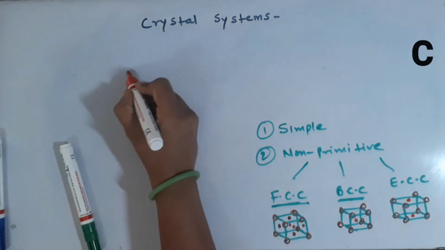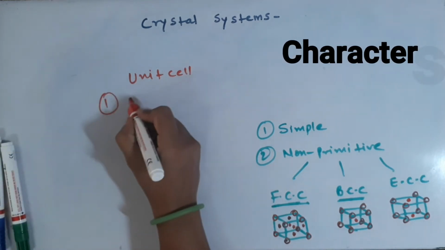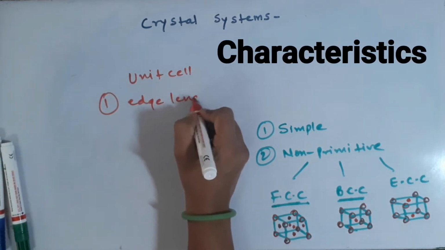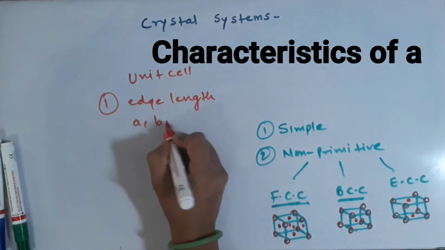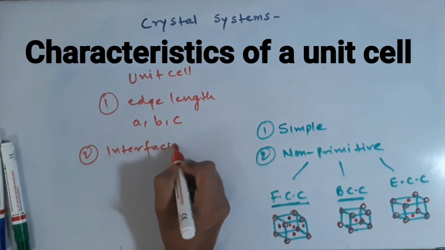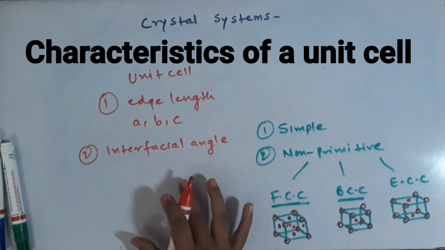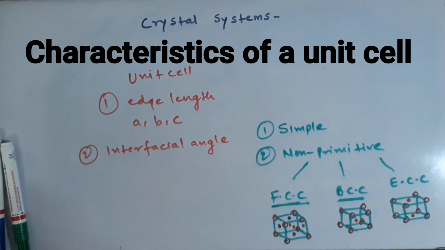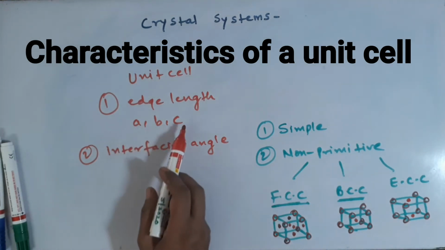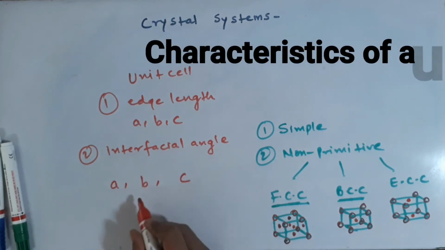Now, what are the characteristics of unit cell? We had already seen this. The first characteristic of any unit cell is the length of the side or edge length, denoted by A, B, C. And the second is interfacial angles between the faces. Now these interfacial angles are classified as alpha, beta and gamma. Any two unit cells you can differentiate by looking at their lengths A, B, C and their interfacial angles, that is alpha, beta and gamma.